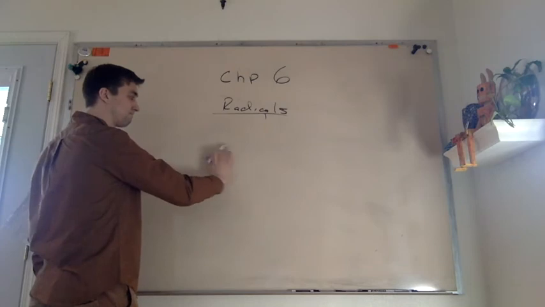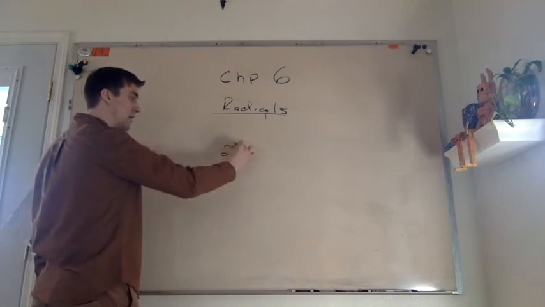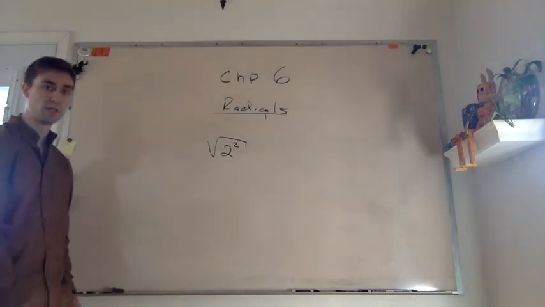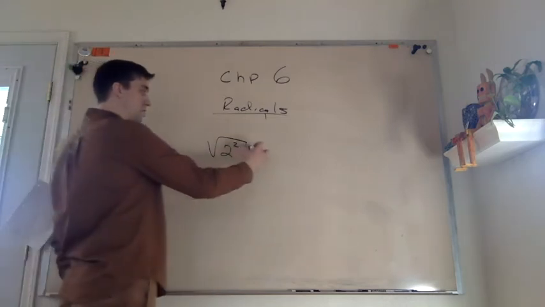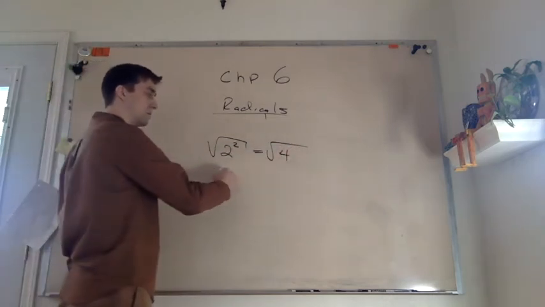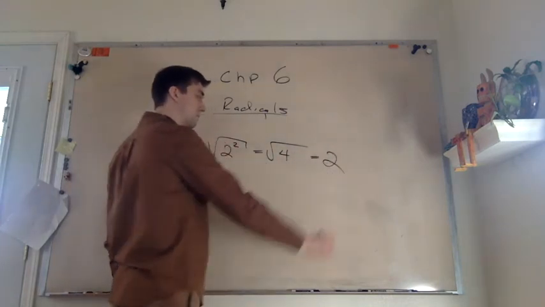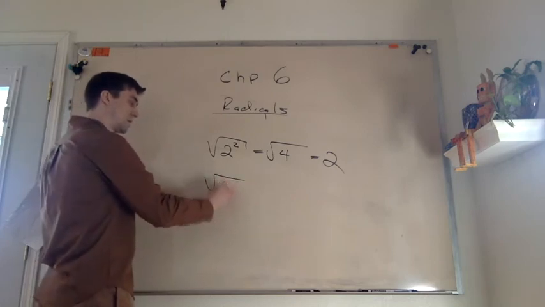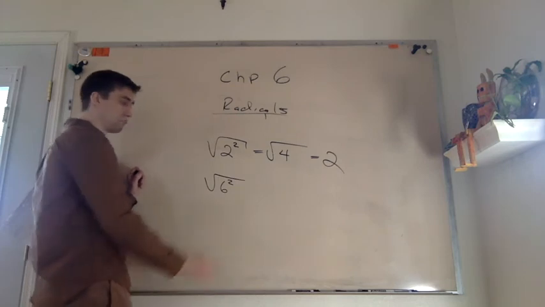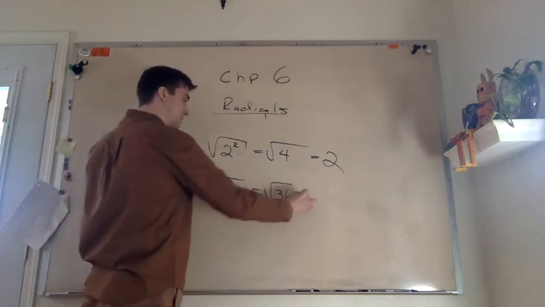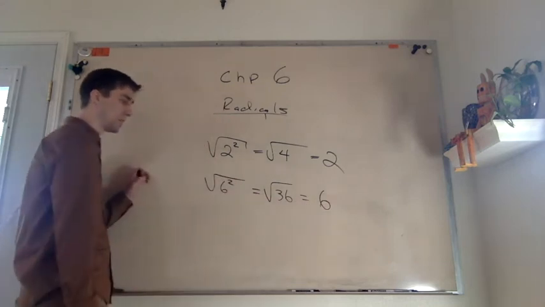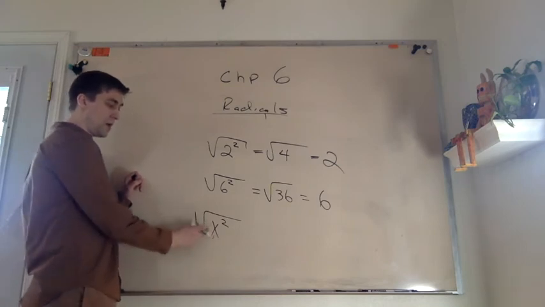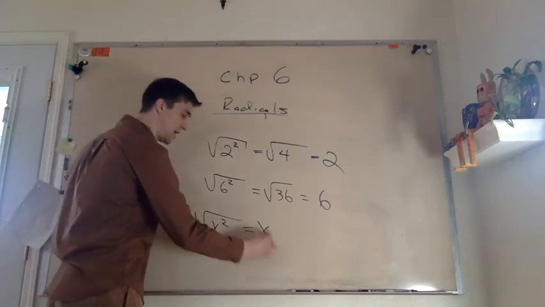Take 2 squared and then take the square root of that. See if you can simplify this. Start from the inside. 2 squared is 4. The square root of 4 is 2. Do the same thing for 6. 6 squared is 36. Square root of 36 is 6. So it appears that when you take the square root of a number squared, they cancel each other.